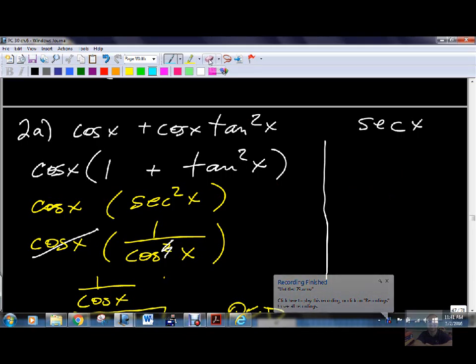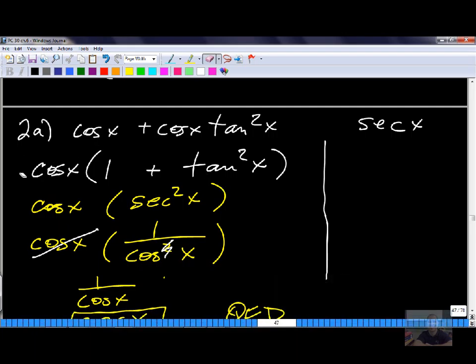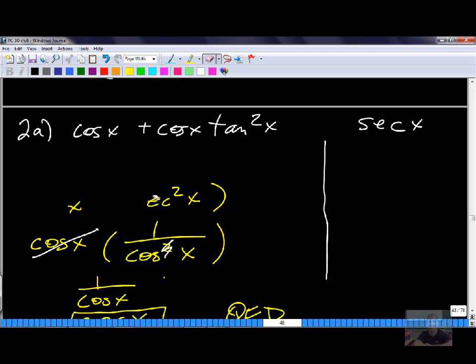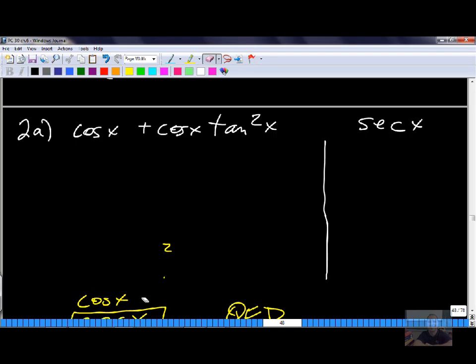Okay, so we're using factoring here to prove identities. This is question 2A, so let's just erase this, and we'll go through this question together. Oh, I didn't put QED on that last one. Okay, so we'll do it this time.